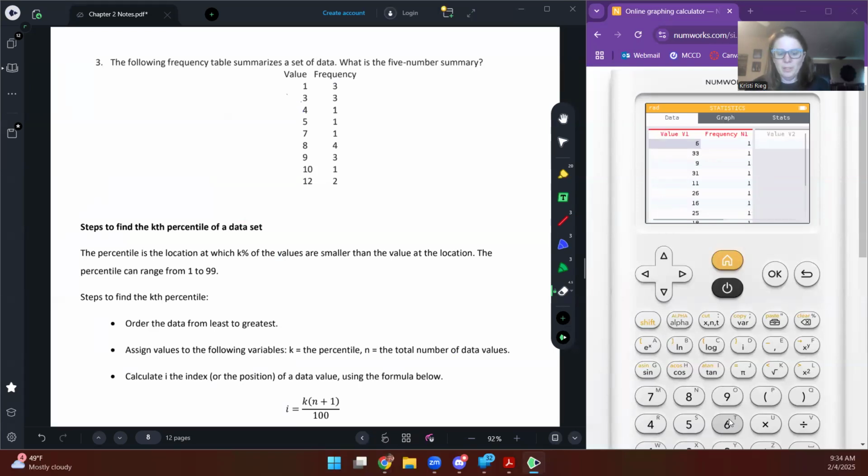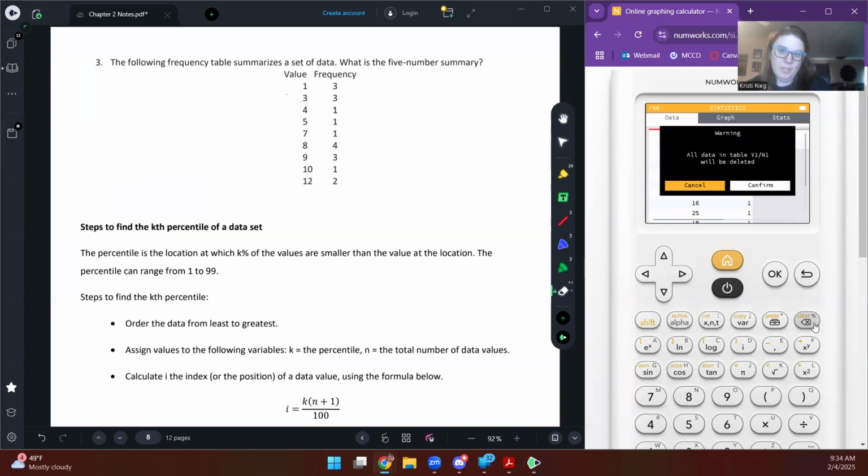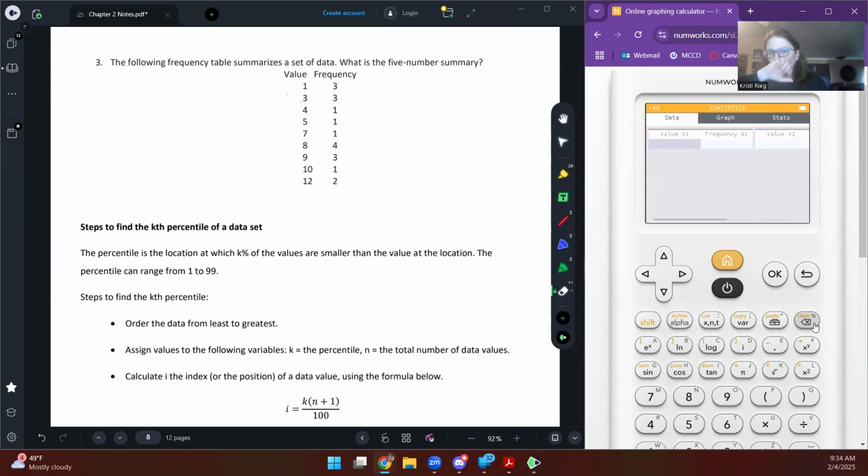So I'm going to come over here to my calculator. I'm just going to type in this frequency table. To clear the table, I use Shift and then the clear button. And then it's going to say, is this what you want to clear? Confirm.